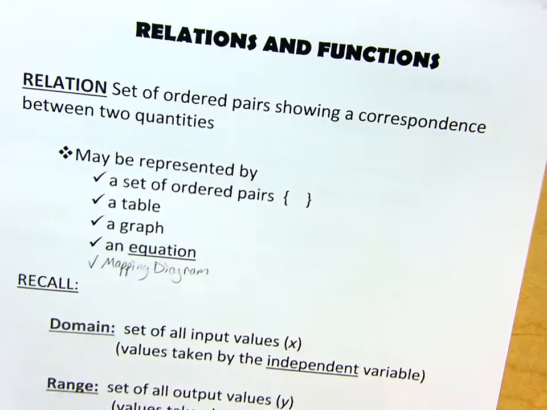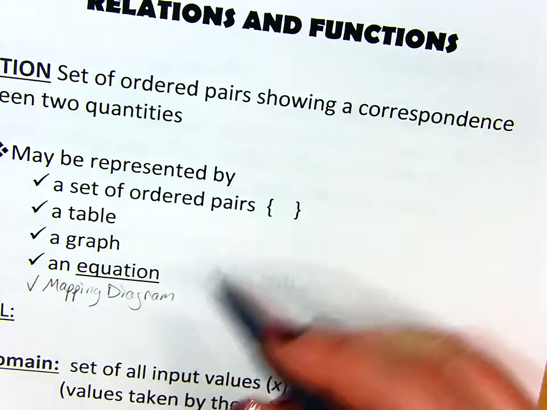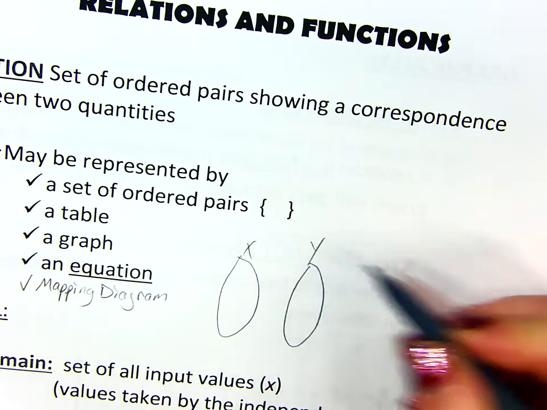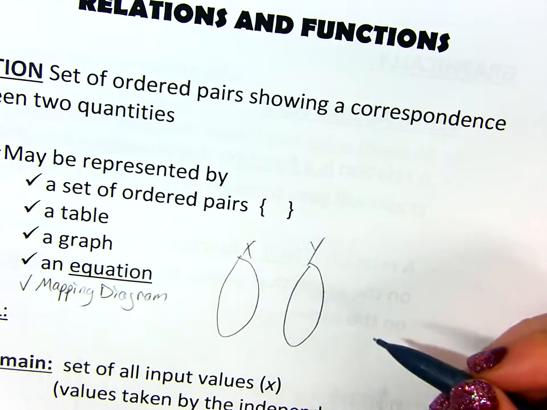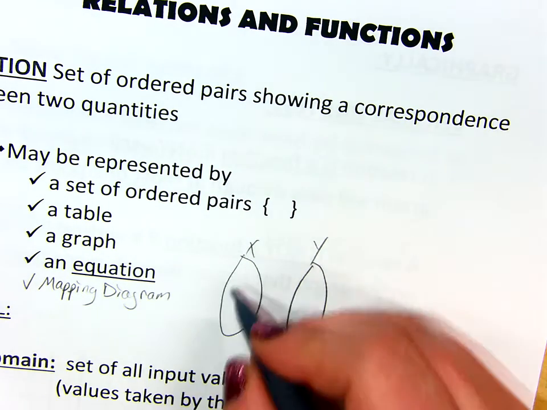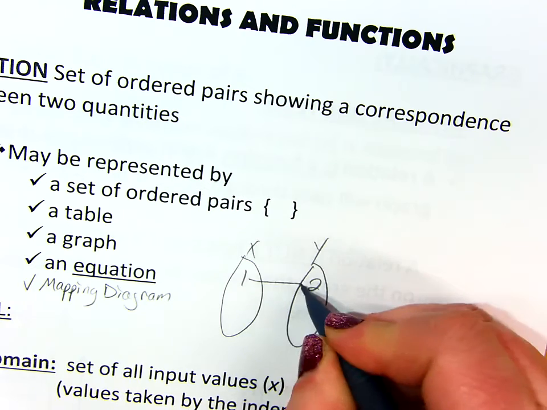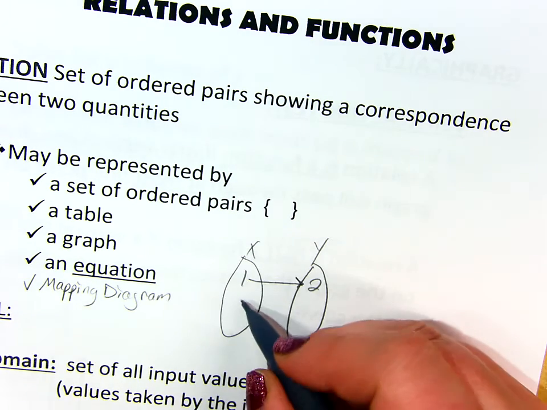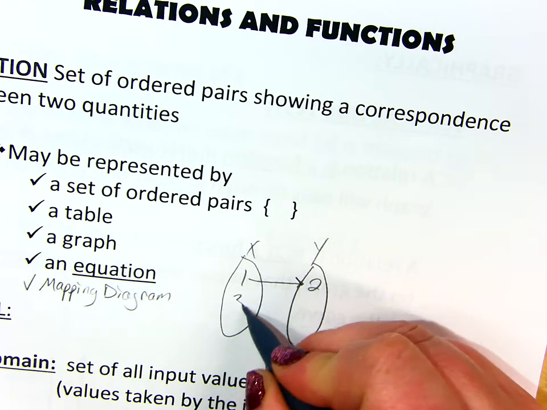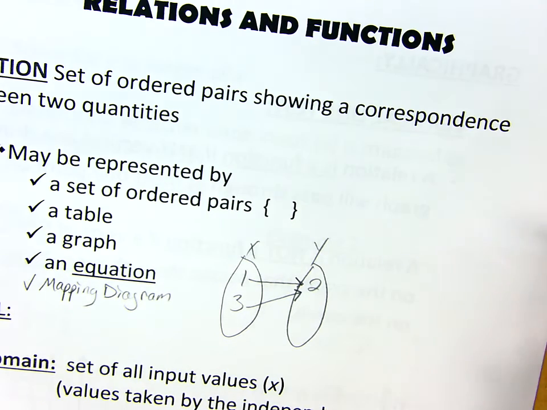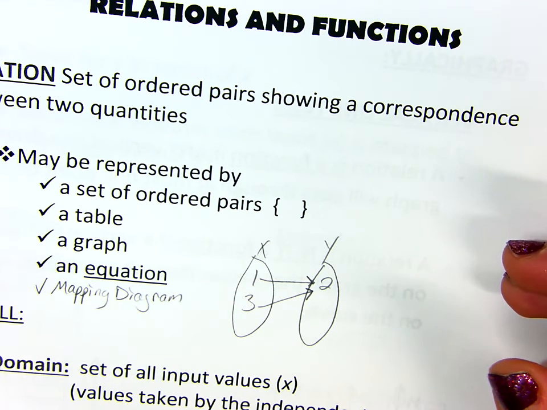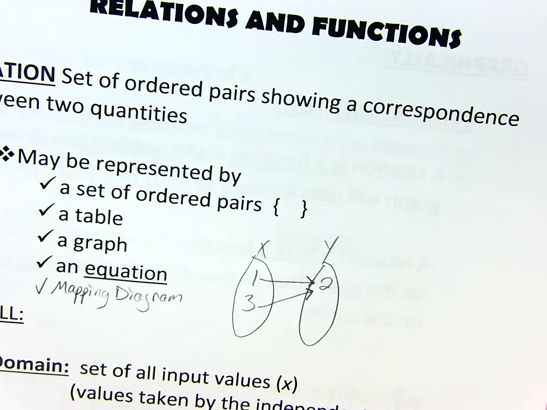And that's where you have one bubble that represents your x values, one bubble that represents your y values, and you draw an arrow between them. So the point 1, 2 would be represented like that. If I wanted the point 3, 2, it would look like that. So those are called mapping diagrams, just another way to express the same ideas, for any type of relation.